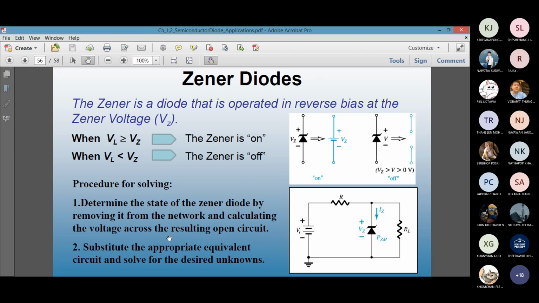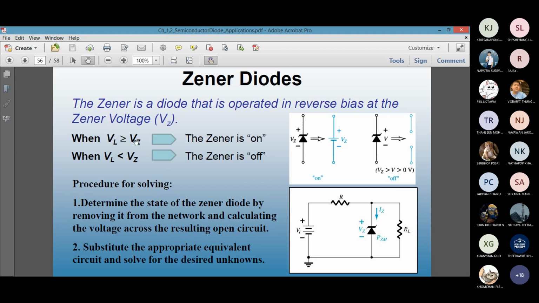V across RL will be VI times RL divided by R plus RL. Find this value of VL and then compare with the Zener voltage rating. It is given in the circuit or in the problem. If VL is the same or greater than VZ, the Zener will be on.